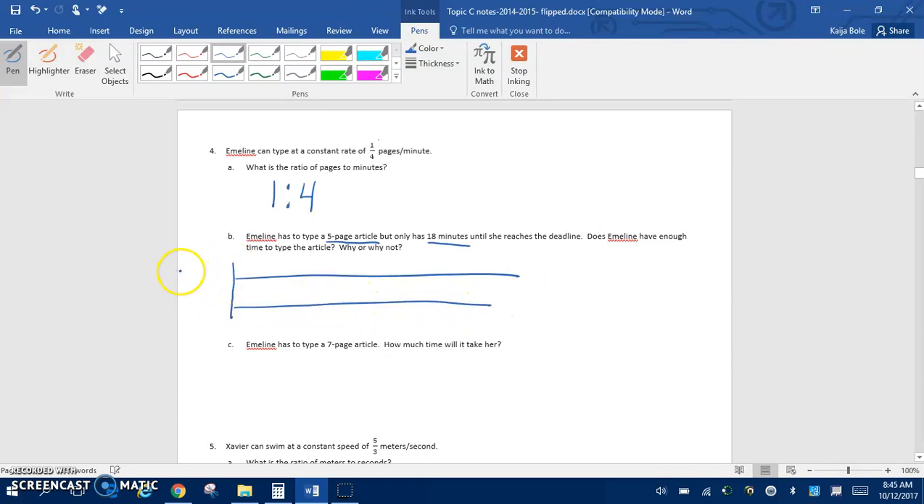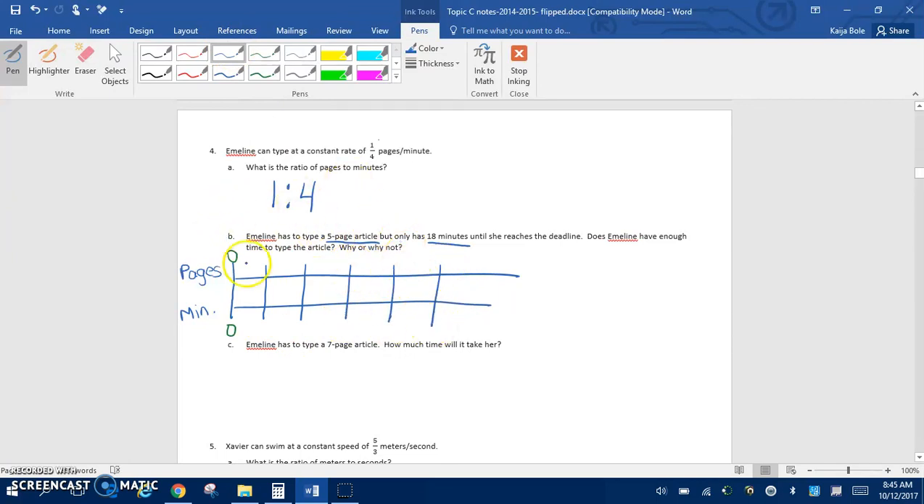Okay, and we're going to have pages on the top, and then we will have minutes on the bottom. So we know that we always start with 0, right? Let's draw in 5 lines for now. See if that's enough. 1, 2, 3, 4, 5.